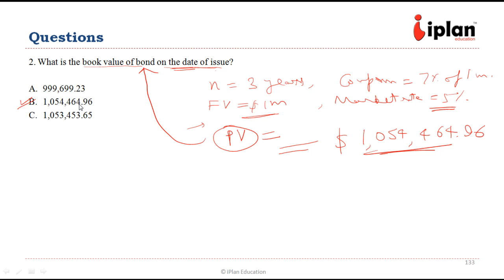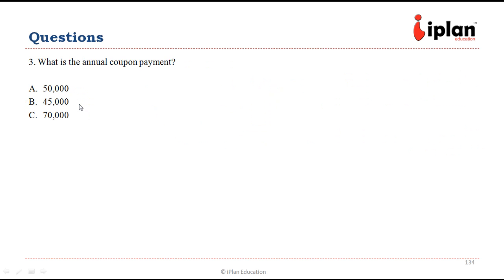Now let us look at question number 3. It says what is the annual coupon payment? We know the coupon rate is 7%. Face value is $1 million. So what should be the coupon payment annually? Face value into coupon rate, 1 million into 7%, which is going to be $70,000. C is the right option.